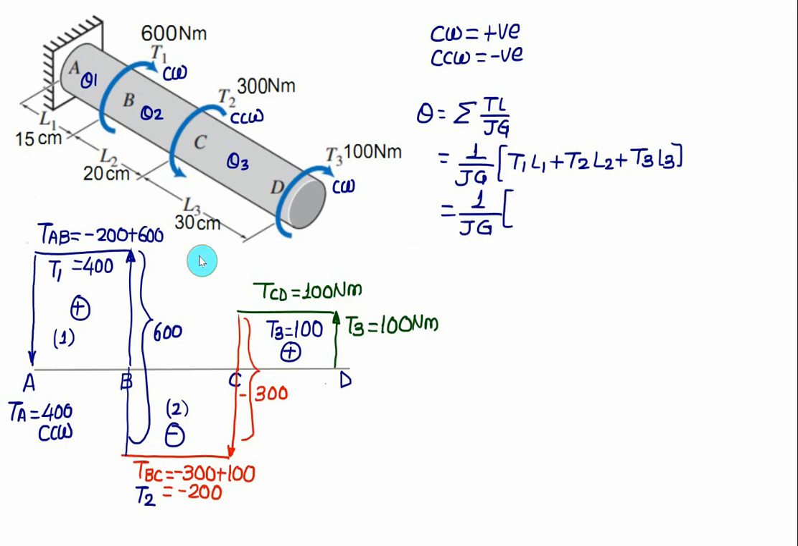T1 is equal to 400 Newton meter. So we have 400, and the distance is 15 cm, that will be equal to 150 mm, so we multiply by 1000, all multiplied by 10 to the power 3. Then T2 is minus 200, so we have plus minus 200, length L2 is 20 cm, that is 200. Plus we have T3, a positive value equal to 100, and L3 is equal to 300. All this will give the total deformation of point D with respect to A. A is fixed, so theta A will be 0. This one is the absolute value of theta D.